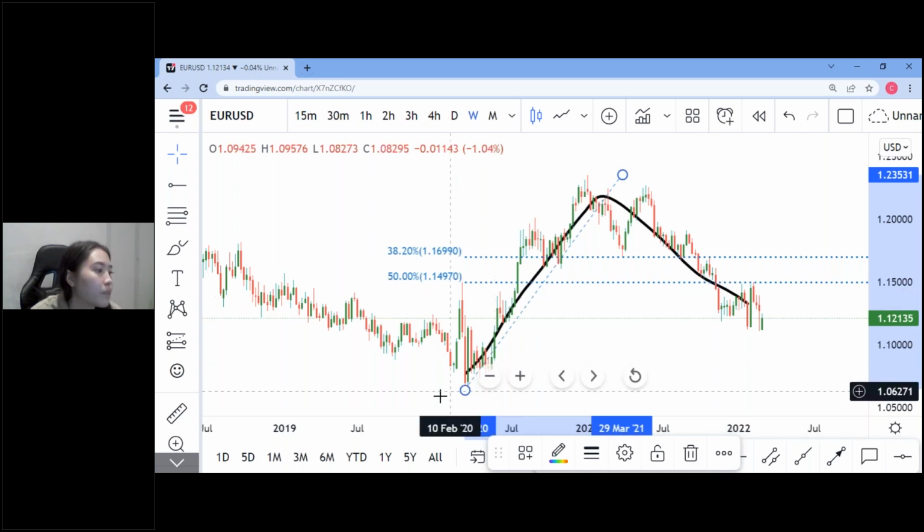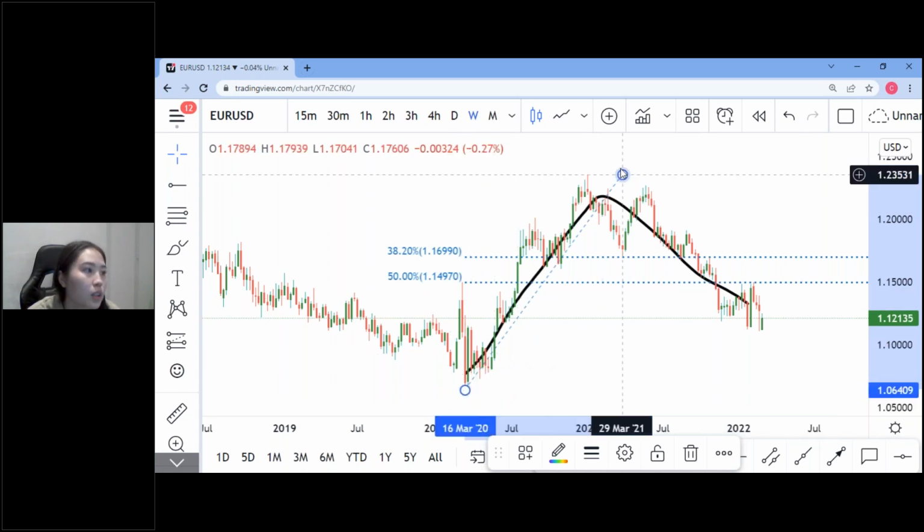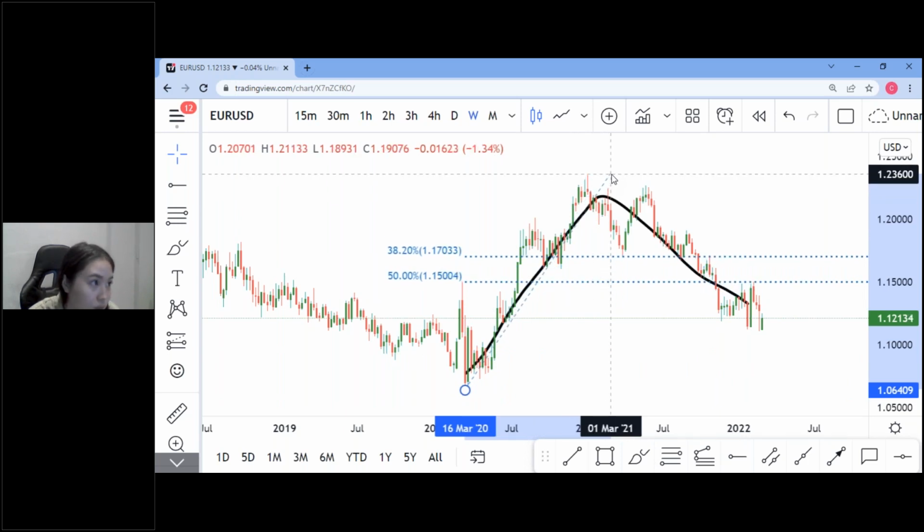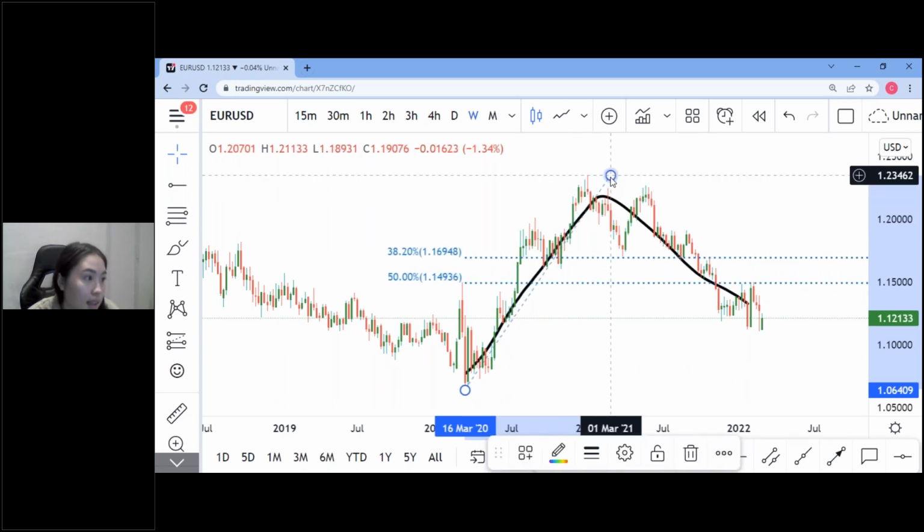Okay, all good. From the swing low, you're going to pull this to the swing high. And now you're going to go into the settings.